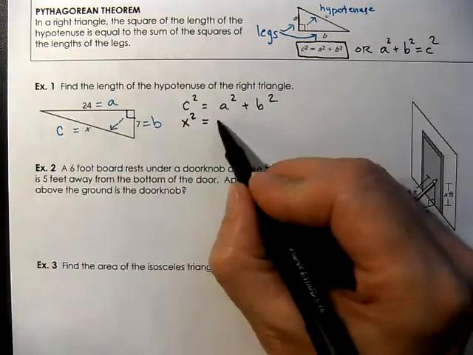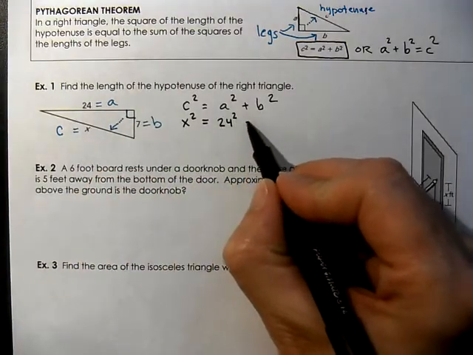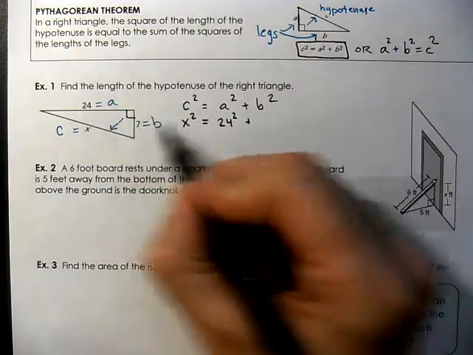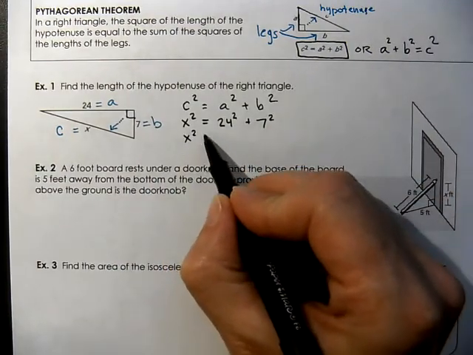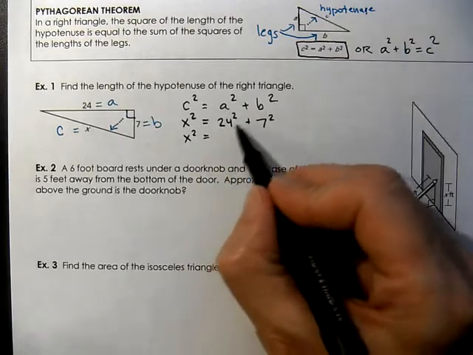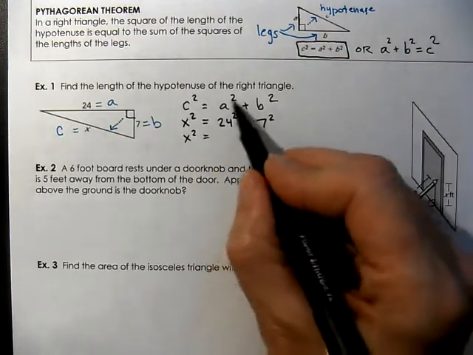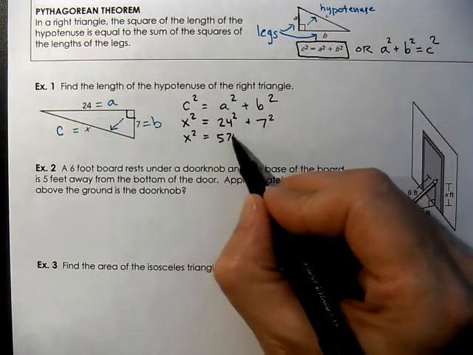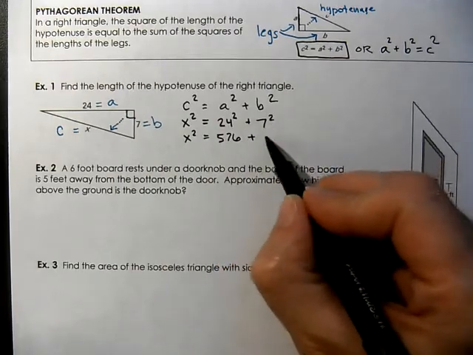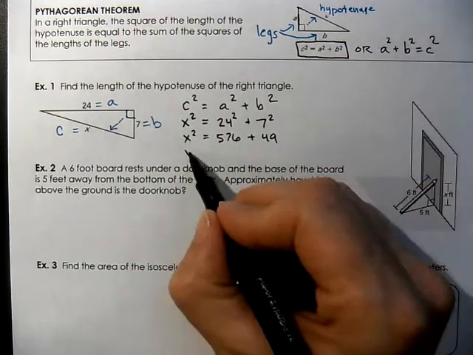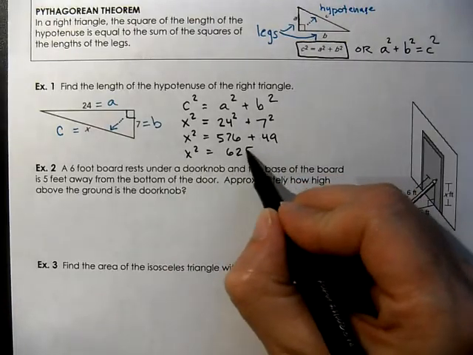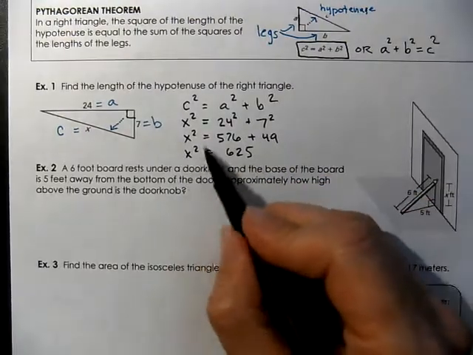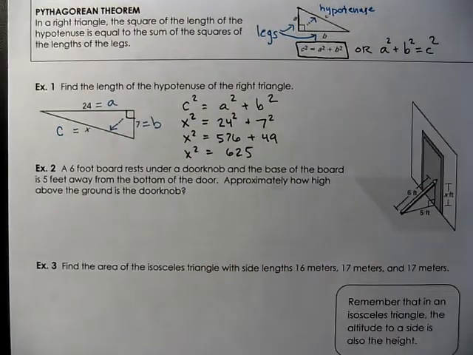In place of a, we have 24, so there's 24 squared. And in place of b, we have the 7. So with some of these bigger numbers, you'll want a calculator. And that's what I'm doing here. 24 squared. I take a look at my calculator. I get 576. 7 squared is 49. We'll add those together because they are like terms. We get 625.